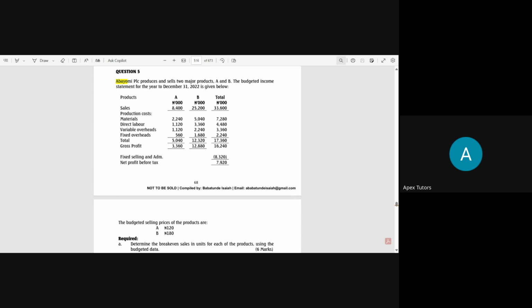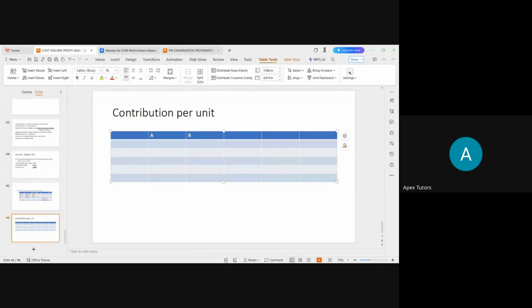You're expected to go straight by saying selling price. Selling price for A is what is given in the question as 120. For B is 180. Now, the variable cost. Let me just show the workings here.